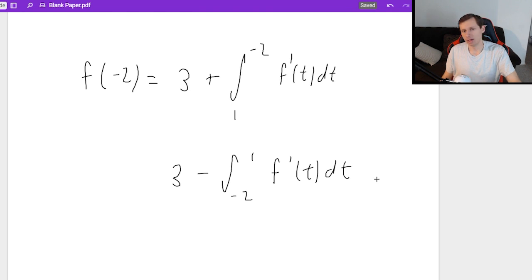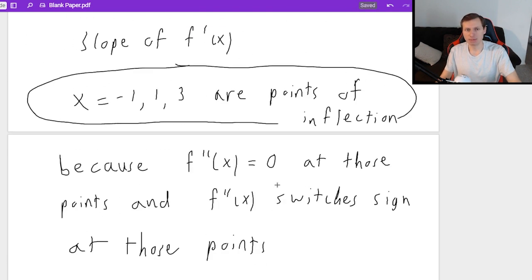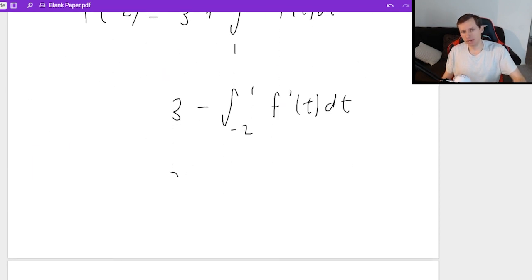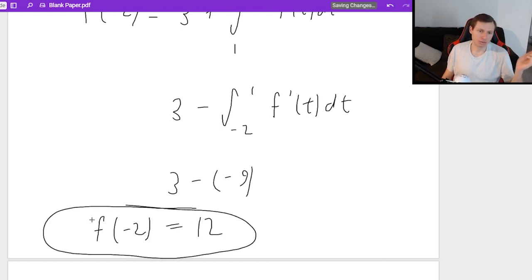That's the rule. And the reason why that's important is because now, looking back at the graph, the integral from -2 to +1 is -9. So that's what I'm going to put here. 3 minus -9. The two negatives will make a positive. Looks like f of -2 is going to be 12. And that's our answer for that one. And actually, that does it for this question. We answered all 4 parts.